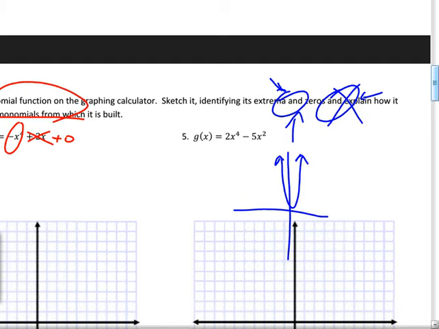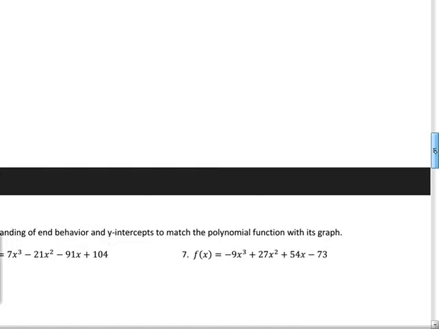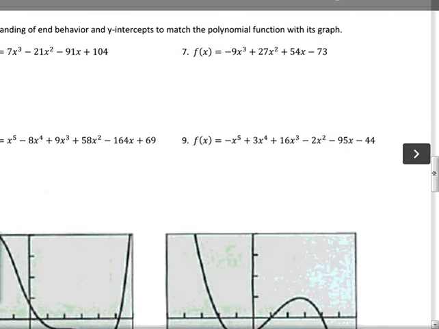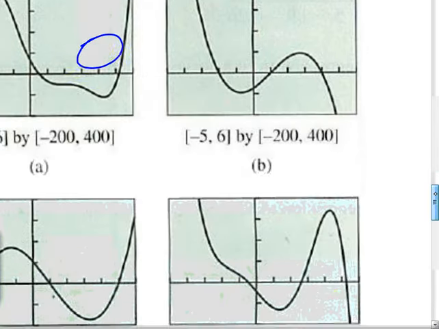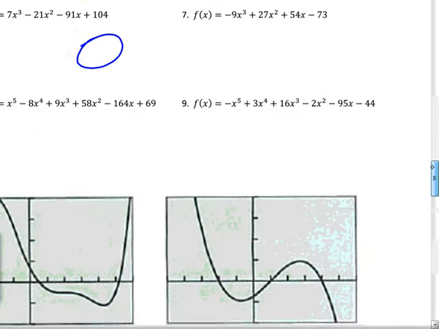Okay, and then let's move to the very end of that worksheet, and there's one last thing that I need to teach you here. This will be easy because, what is this part again? Y-intercept. Do you get that the Y-intercept is 104, so I can go look at these graphs and just figure out which one has a Y-intercept of 104?